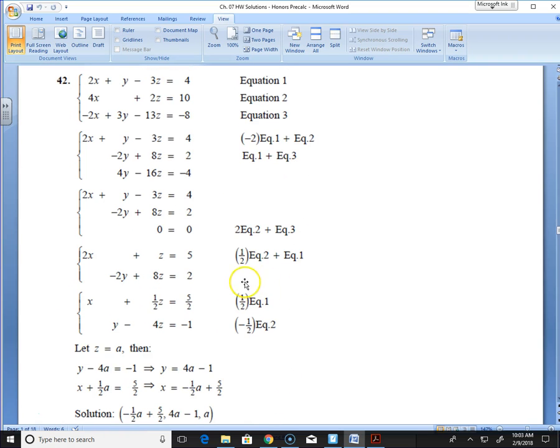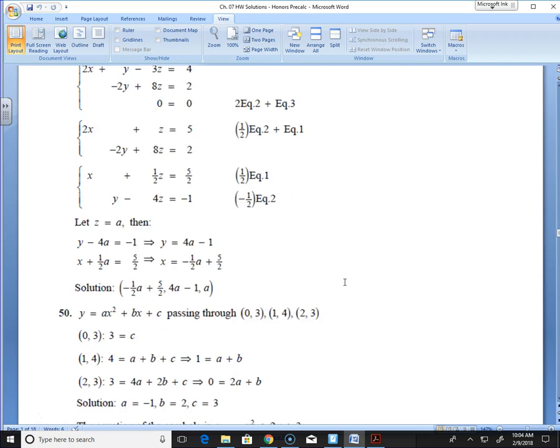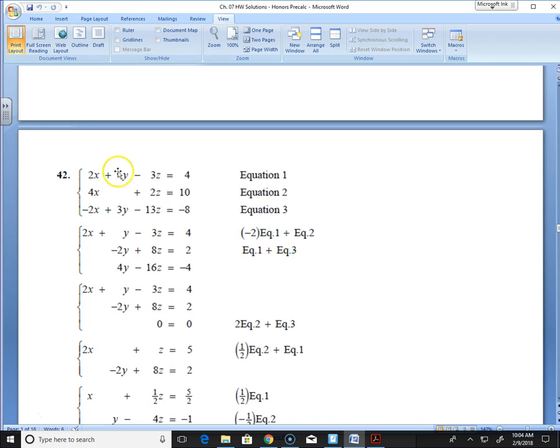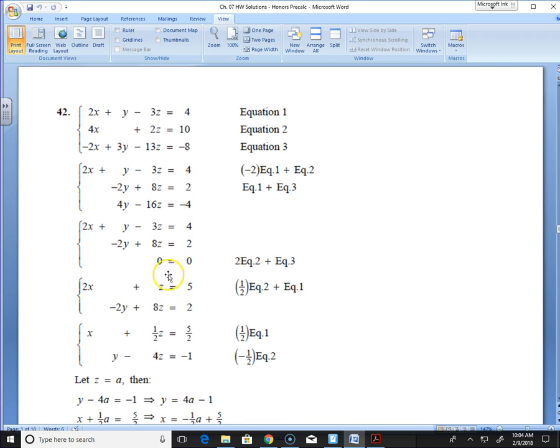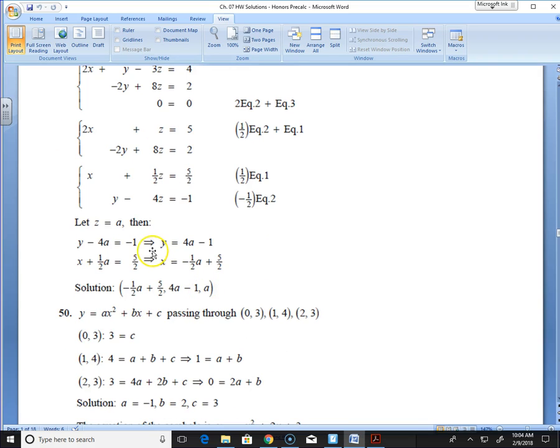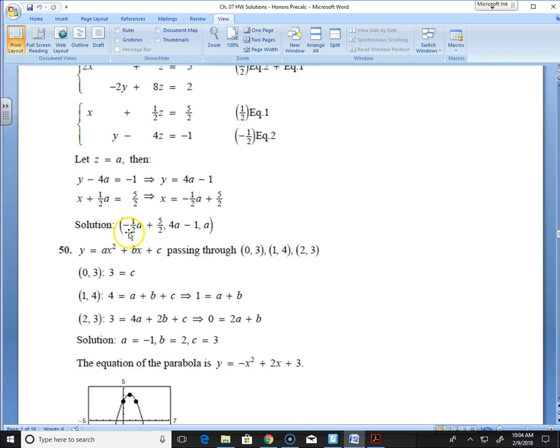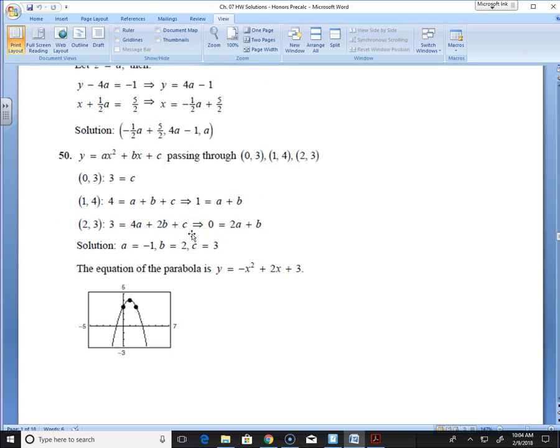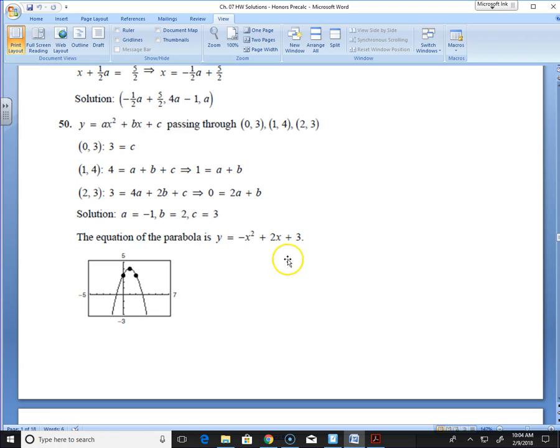Next, even. Number 42 was one of those ones where everything canceled out, 0 equals 0. So let z equal a. Solving, solving, solving, you end up with the following expression. I'm slowly scrolling down. You can still see the solution up there.